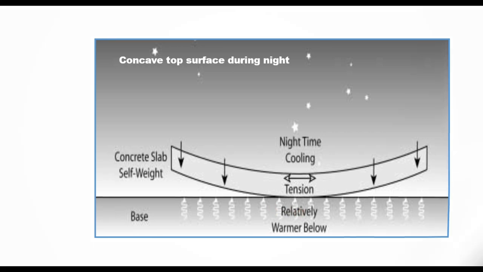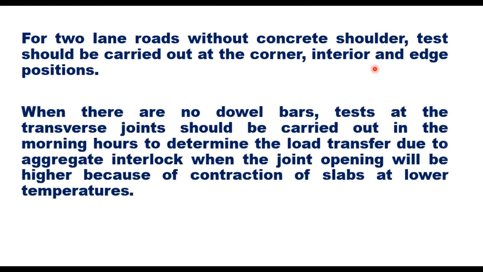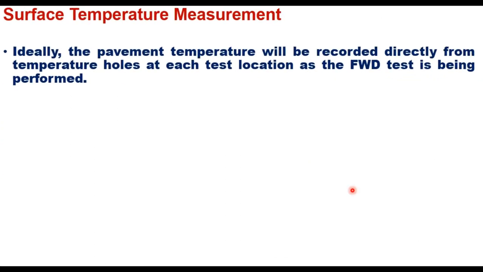For two-lane roads without concrete shoulder, test should be carried out at the corner, interior and edge positions. And when there are no dowel bars, test at the transverse joint should be carried out in the morning hours to determine the load transfer due to aggregate interlock, when the joint opening will be higher because of contraction of slabs at lower temperatures. Then surface temperature measurement is another parameter.